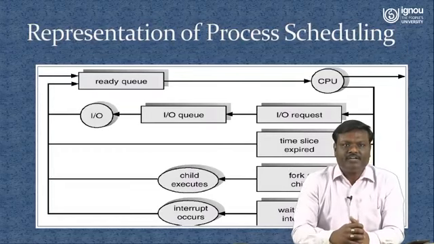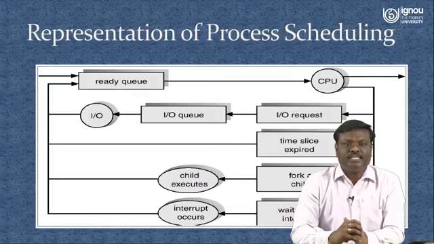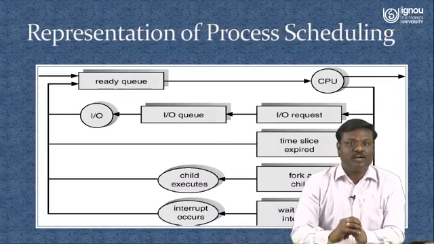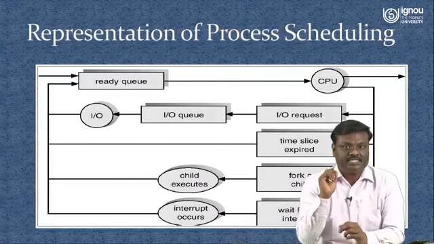So this is the kind of representation of process scheduling that we are talking about. In the ready queue, that means they are staying in the RAM and waiting for the CPU to get assigned to them. So that is the ready queue, and once a process is assigned the CPU, the process is executed.